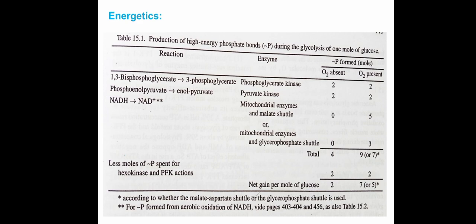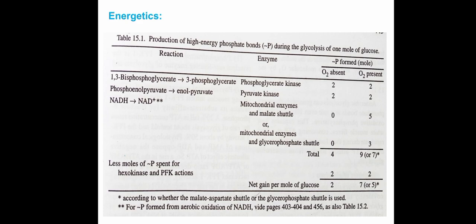So what is the sum total? When the condition is anaerobic, that is absence of oxygen, step number 7 and step number 10 will give us total 4 ATPs. And in the preparatory phase, in step number 1 and 3, there is use of 2 ATPs. So 4 minus 2, the net gain per molecule of glucose is 2 ATPs.